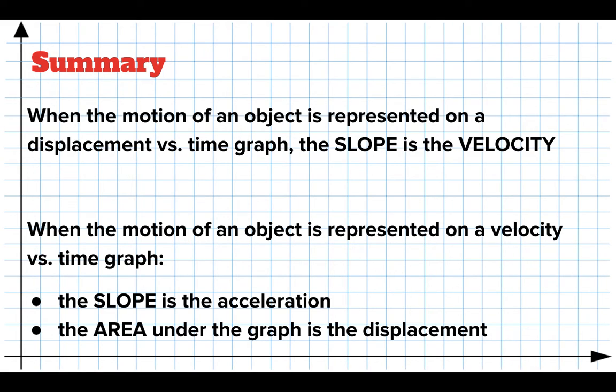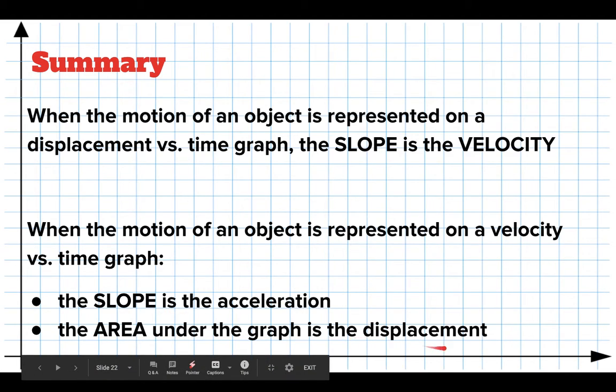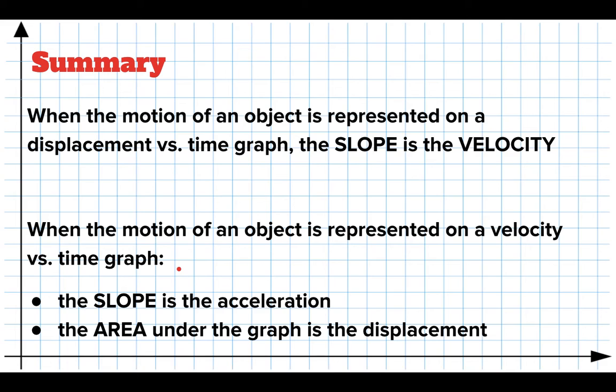So here's kind of a summary, okay? So end of lecture. When the motion of an object is represented on a displacement versus time graph, so this is x versus t or d versus t or delta x versus t, anytime that happens, the slope of the graph tells you the velocity. When the motion of an object is represented on a velocity versus time graph, then the slope tells you the acceleration, and the area under the graph tells you the displacement. So this is kind of a doubly important one because you can find out all kinds of neat stuff from the velocity versus time graph.